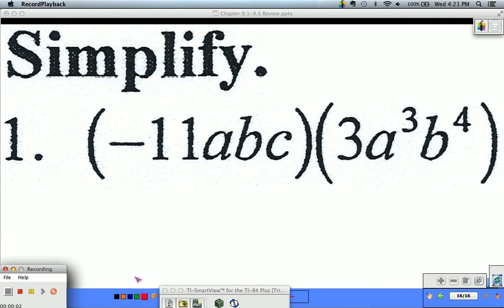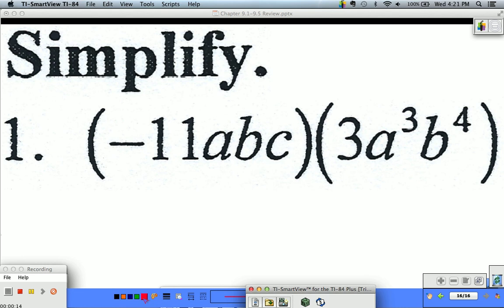This is a review for the 9.1 through 9.5 test. Numbers 1 through 8, we're multiplying and dividing monomials. So on number 1, we need to focus on multiplying the same types of the parts of these two monomials, which means we're going to multiply one coefficient times the other coefficient.